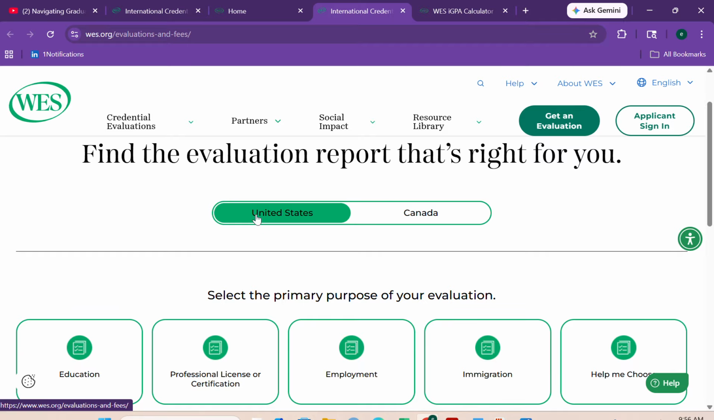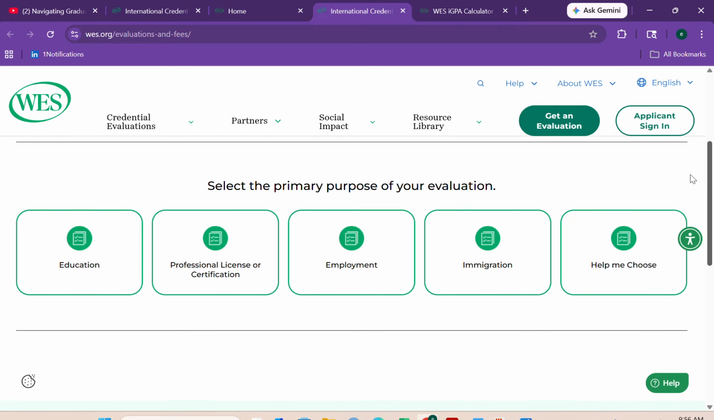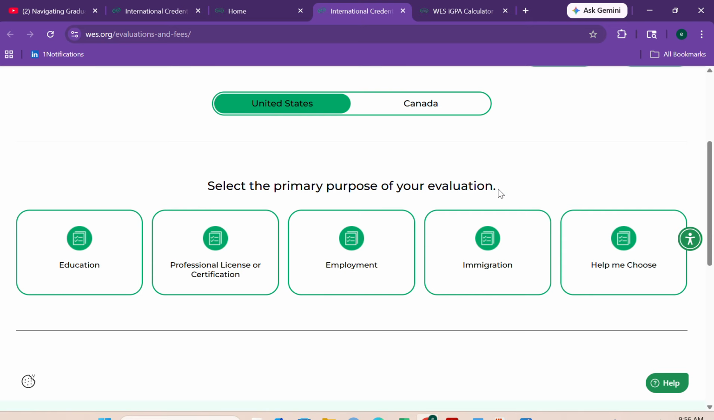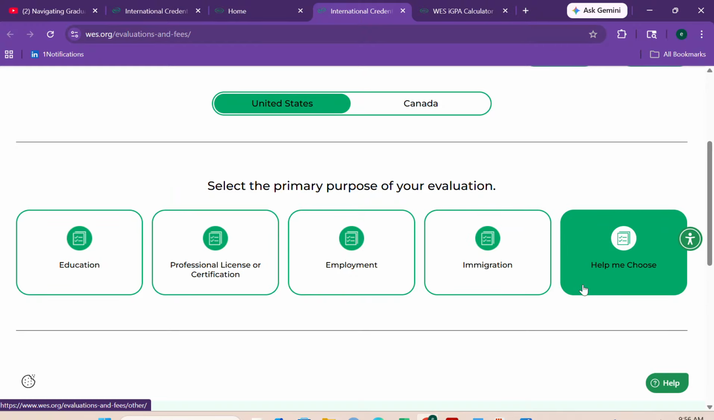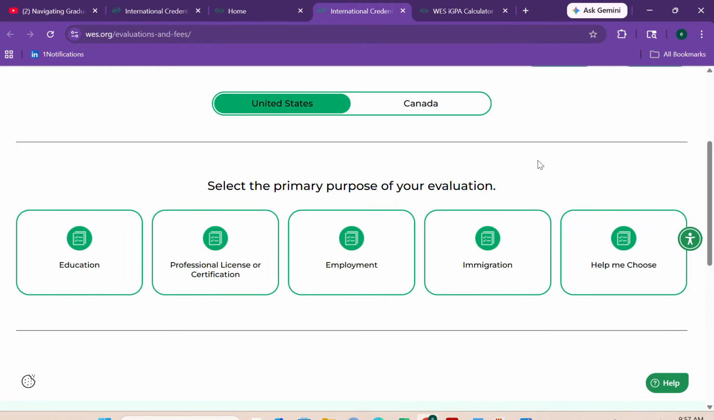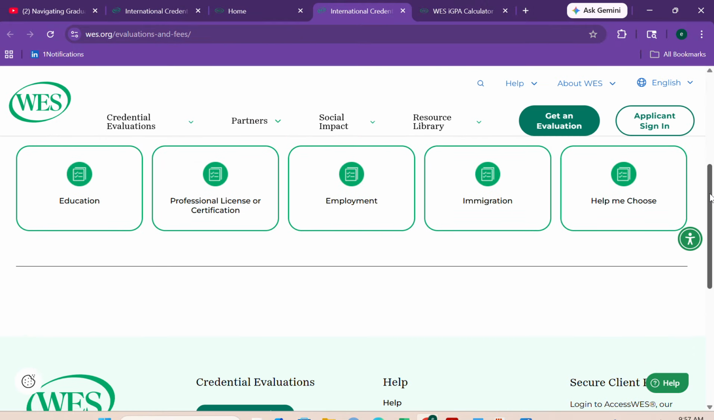So first of all, you have to click on, let's say we look at the US. So I'll click on the US. When we look at "select the primary purpose of your evaluation," there are several, as I informed you early on. The evaluation that WES does is not only for education purposes. They have education, professional licenses or certification, employment, immigration. So these are some of the reasons why someone might do an evaluation.